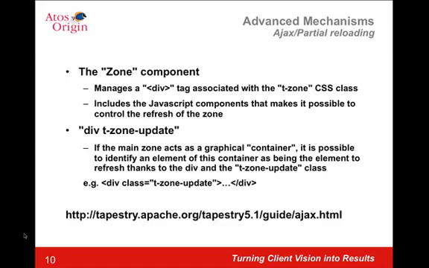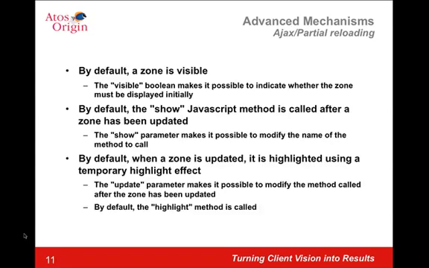The Zone component is used for partial refresh of your page. It manages a div tag associated with a t-zone CSS class. In many situations, a zone is a kind of container. You can specify a part of this container as being the element to refresh by creating a div element with the t-zone-update class. If this element exists in a zone component, Tapestry will update only this part of the zone.